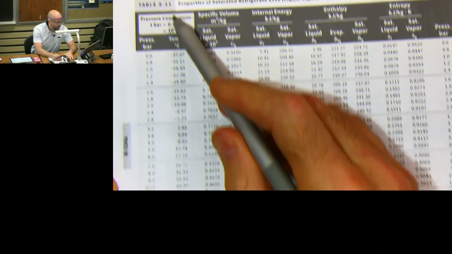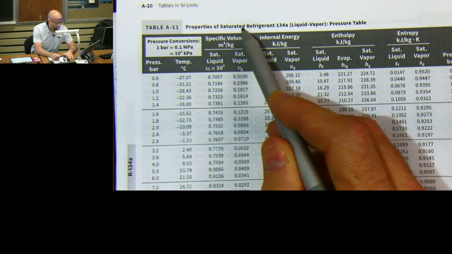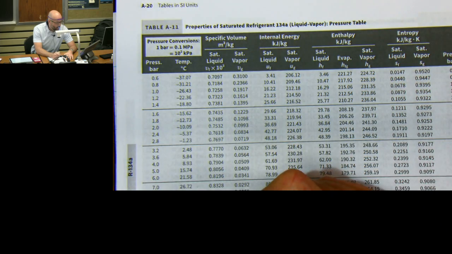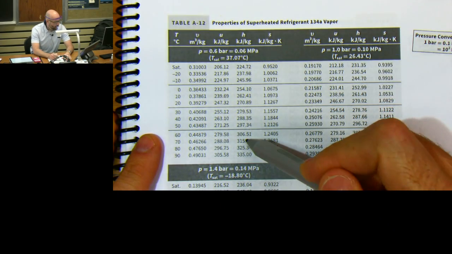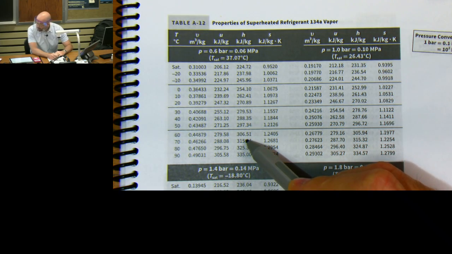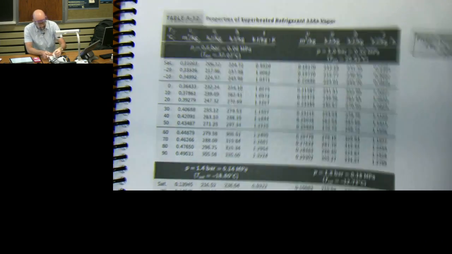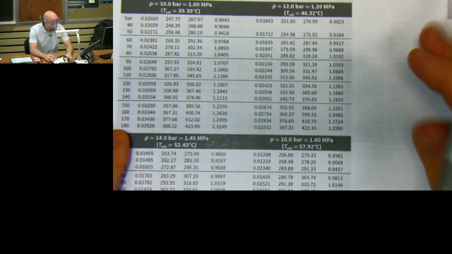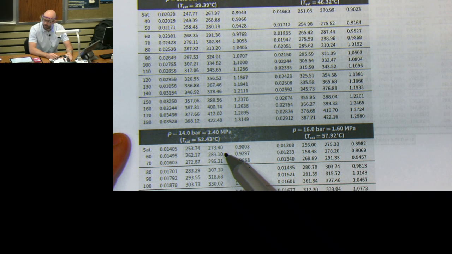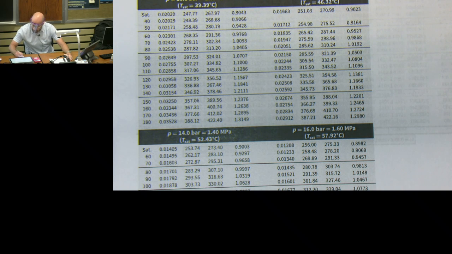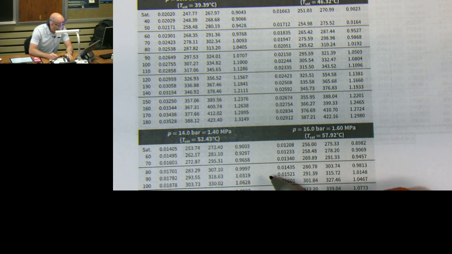This is from table A11. I always start here with saturated properties. Now that I know I'm a vapor, I'm going to go to the next table, A12, and look for 14 bars. 14 bars is right here at the bottom, and I see there's a nice entry for 60. So my enthalpy is this number right here, 283.10. Table lookup. What did I say? 283.10.